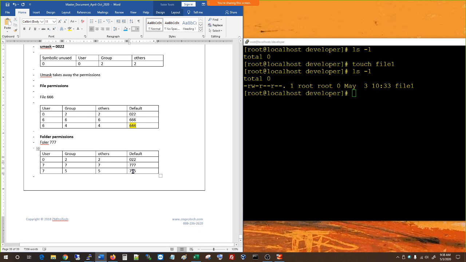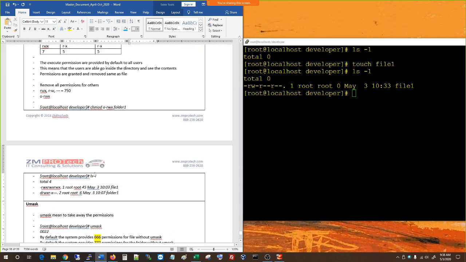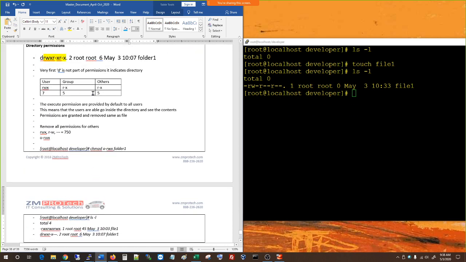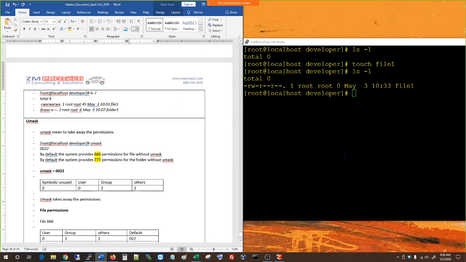Okay, so what did we get earlier here when we worked only on the folder? 755. Okay, so the default UMask is set to 022. So we could play around with UMask here.